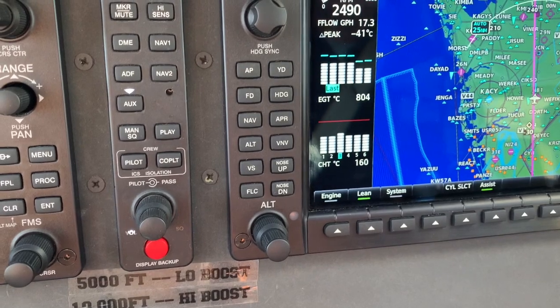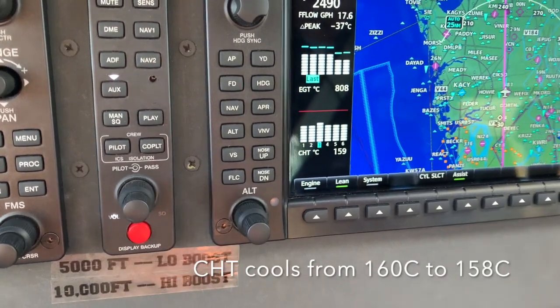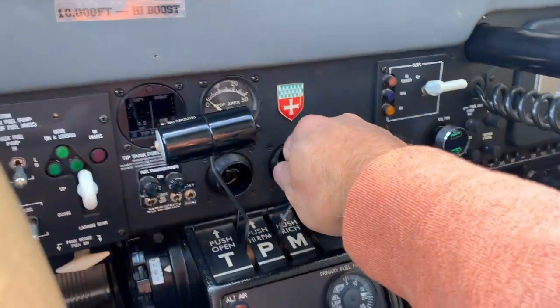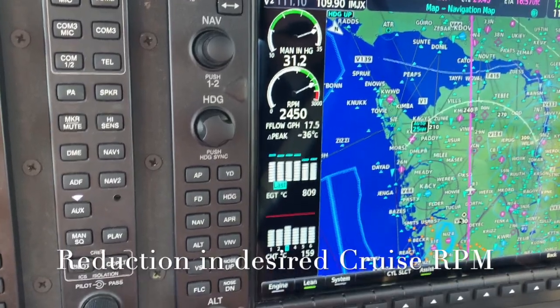If you want to fly at 2400 RPM or 2300 RPM, wide open throttle, that's fine. Once you do the leaning at 2500, everything falls into place with the 2400 and 2300.